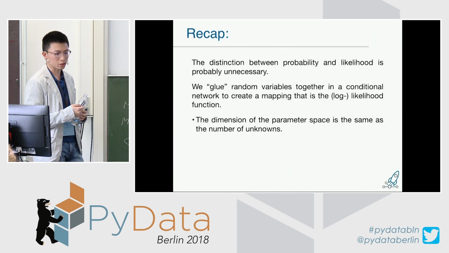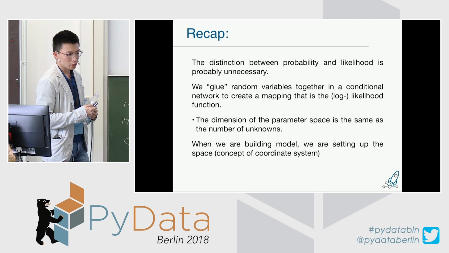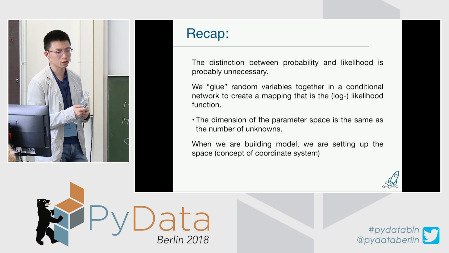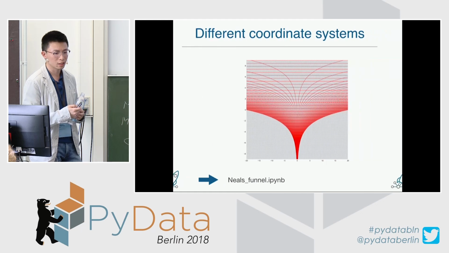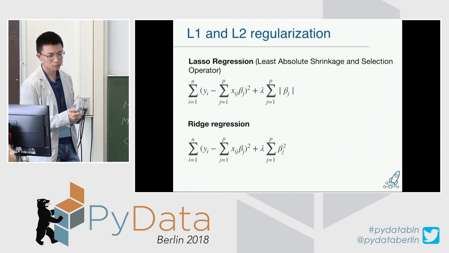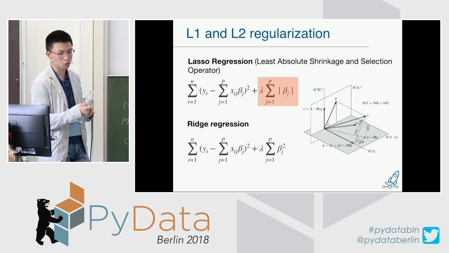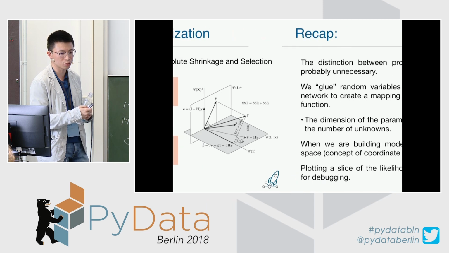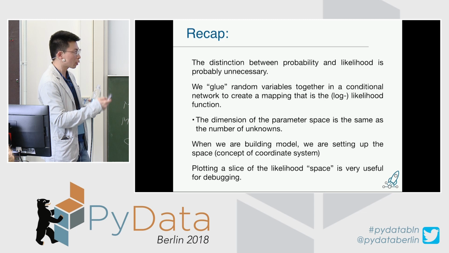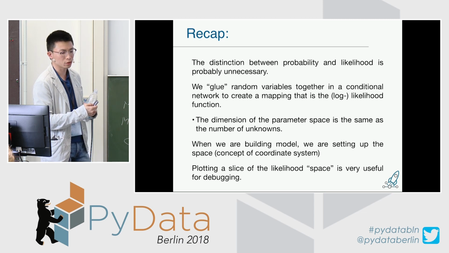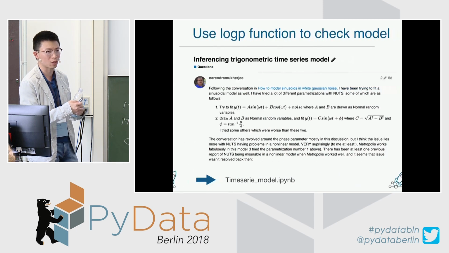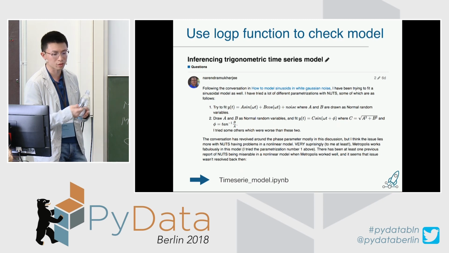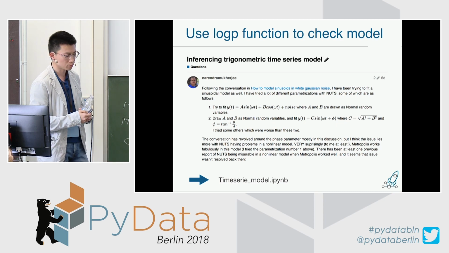And I will just really quickly skip through here, focusing on the last point: when we're building models, we are setting up some kind of space. So it comes into the concept of coordinate space, which you can see more of in these examples. It's also interesting to think about regularization, because you are also modifying the space, and how it links to Bayesian computations. And also, a good way to check your model is by looking at just a slice of your likelihood function, because in a slice you can plot it. And here is one of the recent discussions of how to use this technique to check your models.